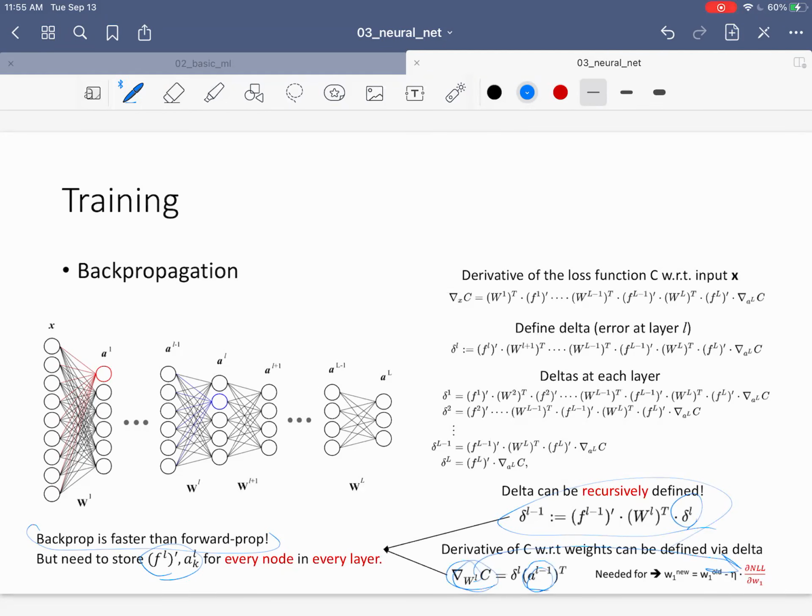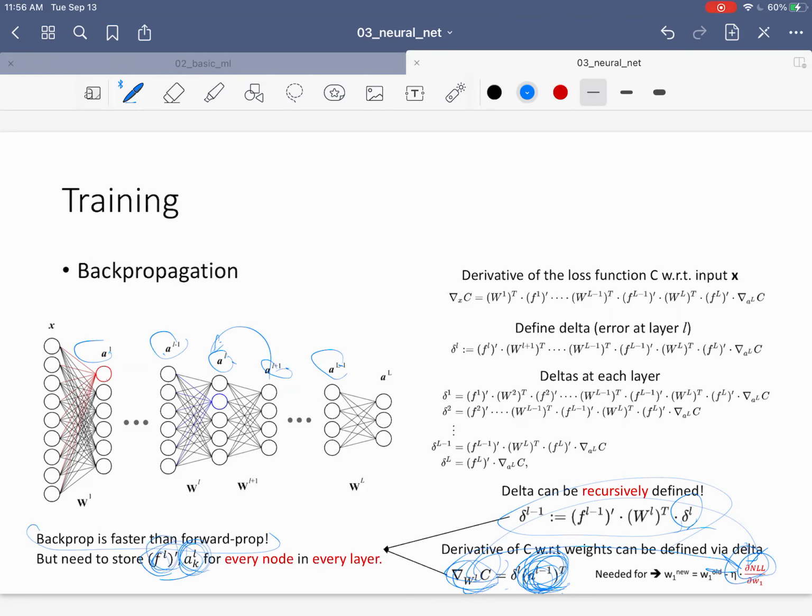So in order to do that, you need to have these values, A^(L-1). You need to have these activations stored at every layer so that you can calculate delta, multiply this, get this, update your parameters, move on to the next layer, calculate delta, multiply this, calculate this, update your parameters, and so forth. So you need to store them.